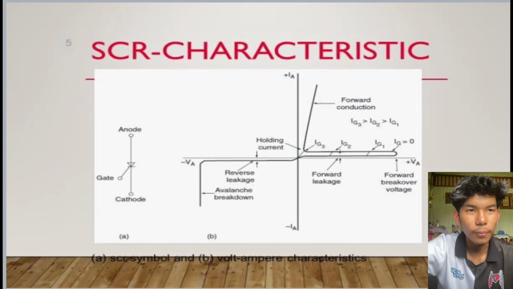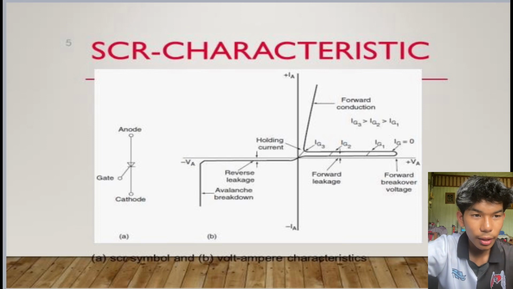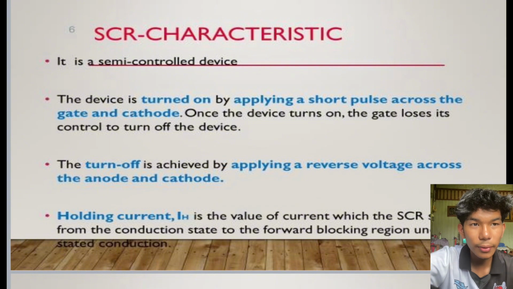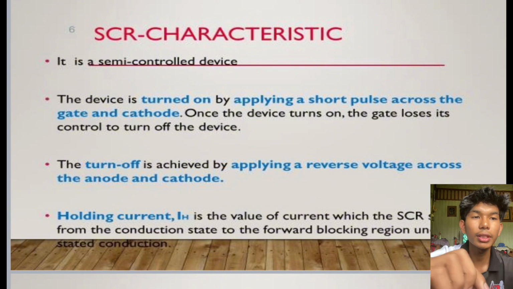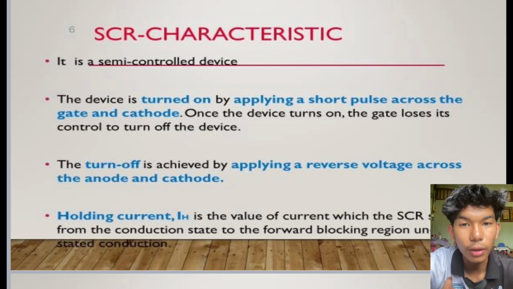and this is the SCR characteristic. A is the SCR symbol and B is the volt-ampere characteristic. It is a semi-controlled device. The device is turned on by applying a short pulse across the gate and cathode. Once the device turns on, the gate loses its control to turn off the device. The turn off is achieved by applying a reverse voltage across the anode and cathode.